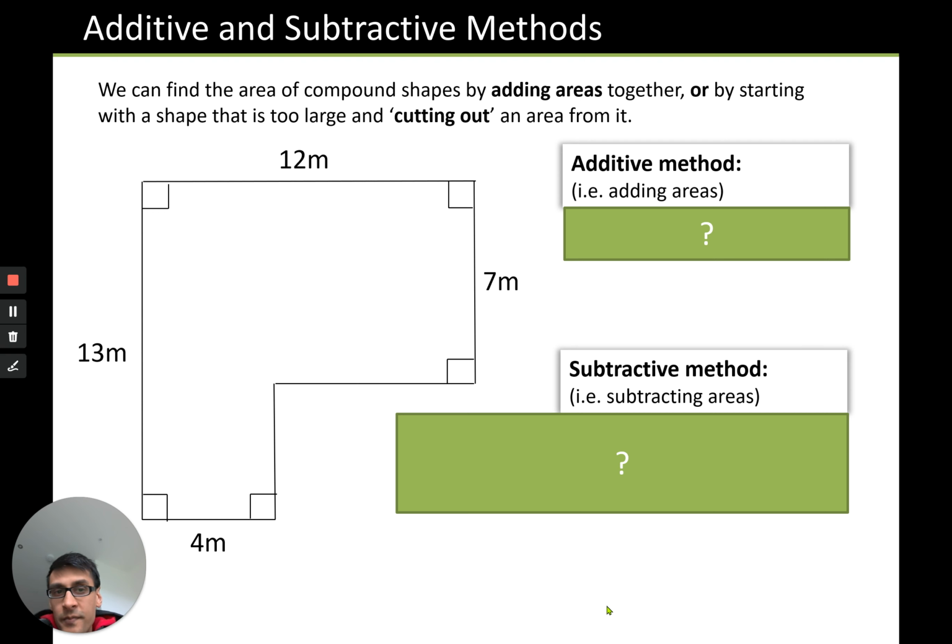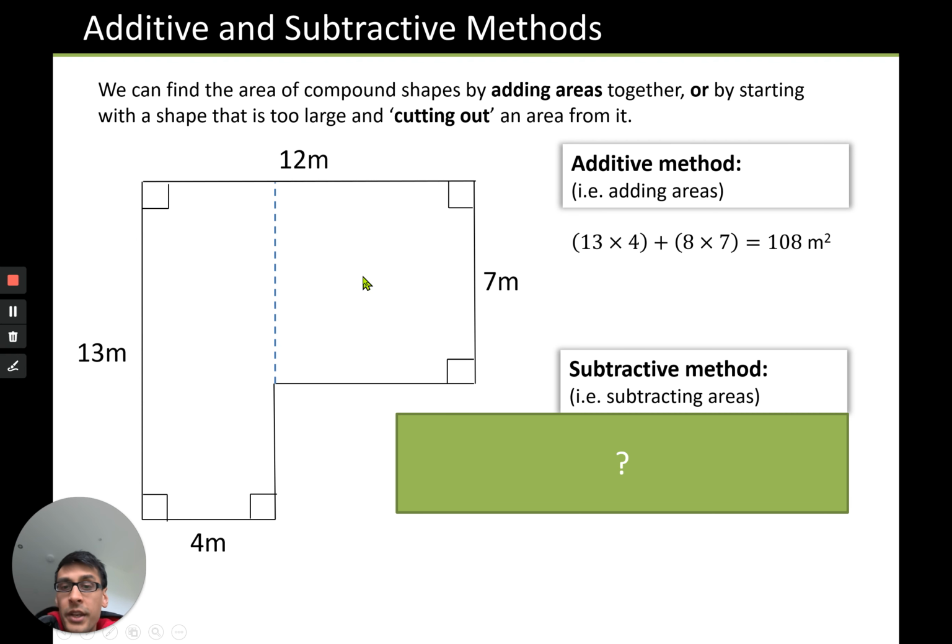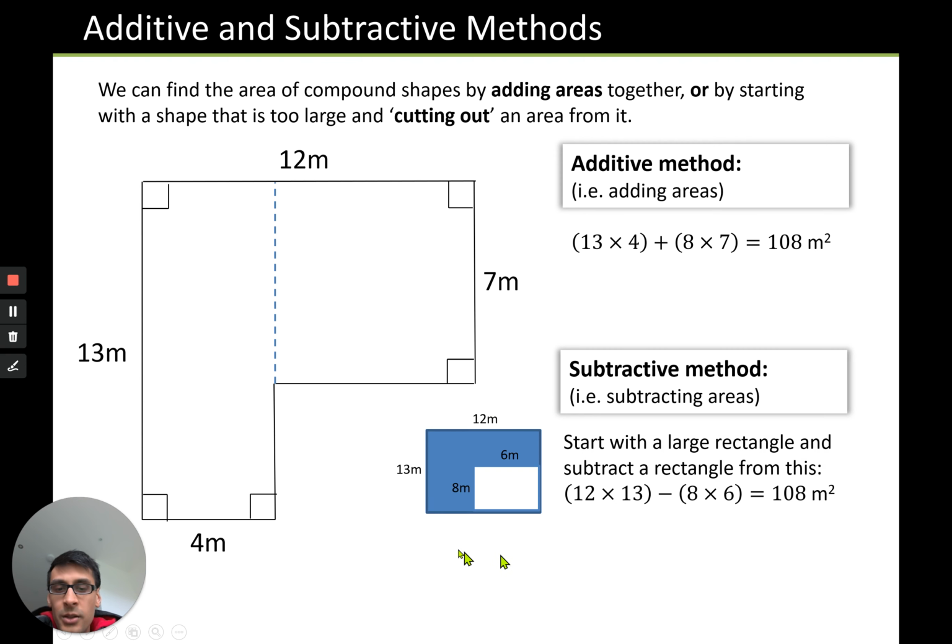The additive method is where you split the shape up into 2 rectangles. So you've got one here and one here. You could also just draw a line across there, and then you end up with a rectangle here and a big rectangle on the top. And the subtractive method is if you were to treat this whole thing as a massive rectangle and then take away this bit. So just a little sketch there, you would do 12 times 13 take away 6 times 8. Either way, you'll get the same answer.